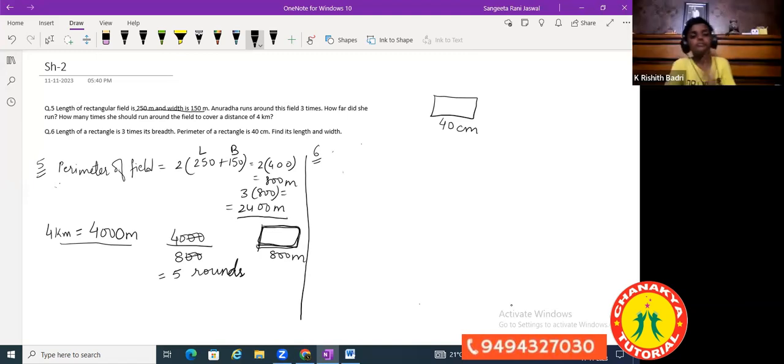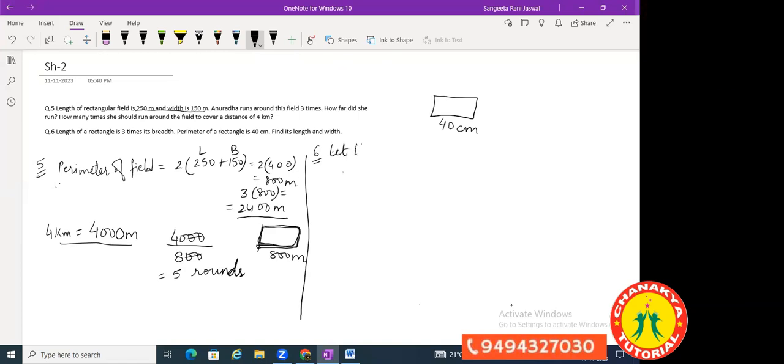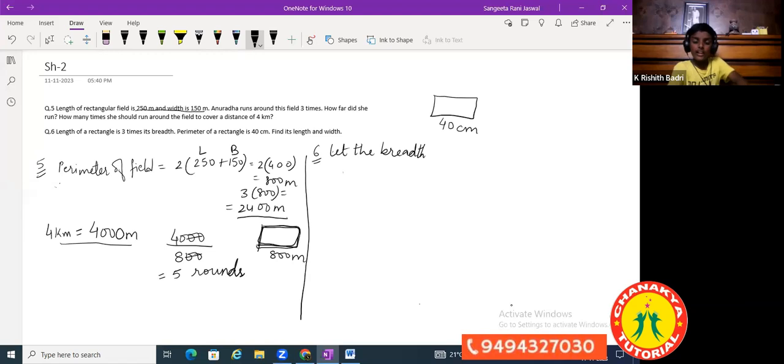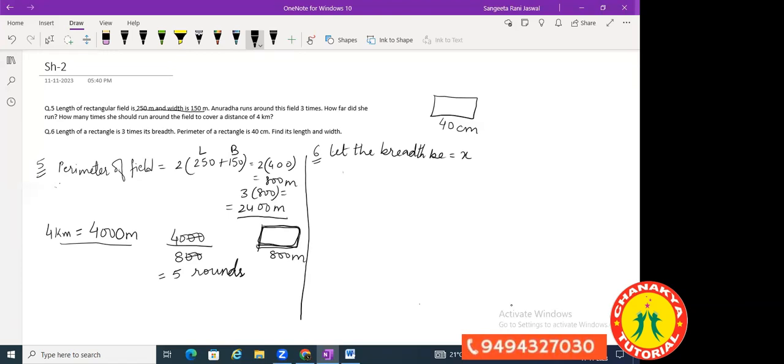Yes, ma'am. So we'll let the breadth be x. Yes, we'll just take it as x, or any variable a, b, c. Ma'am, so length is x into 3, which is 3x. So 3 times its breadth. Since the perimeter is given in centimeters, we will take our breadth in centimeters. So let the breadth be x centimeters. And what will be the length? The length will be 3 times the breadth, 3x centimeters. The perimeter is already given to us.